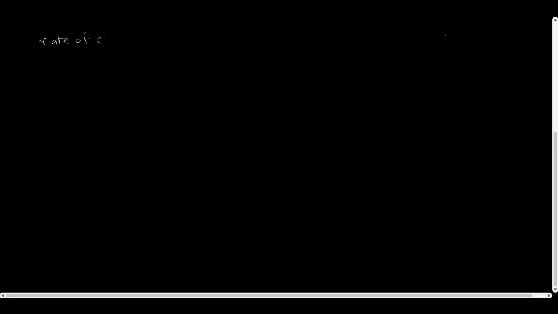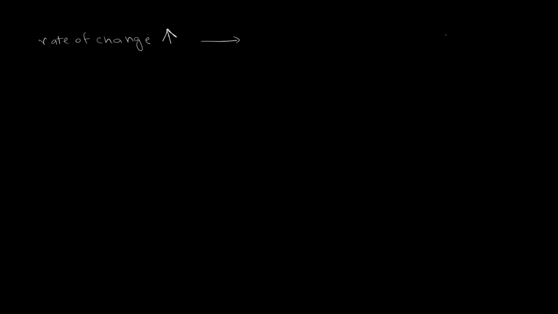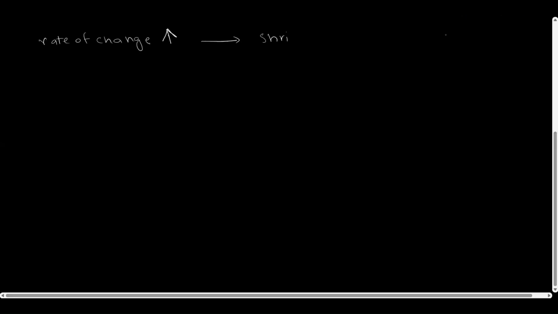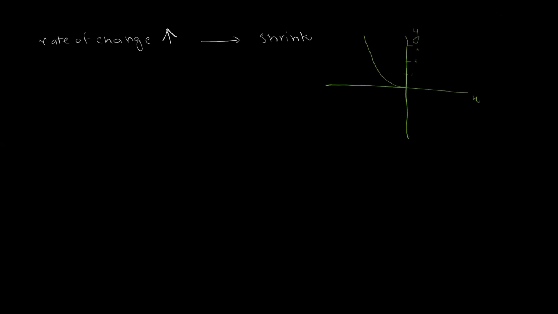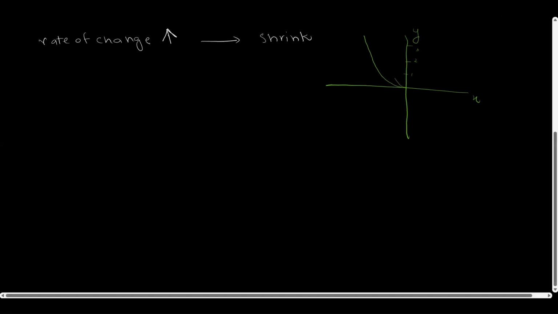So now let's look at the conclusion of this whole exercise and this whole video. So we see that when the rate of change increases, the function tends to shrink. So when the rate of change increases, then reaching the next value of y becomes faster.